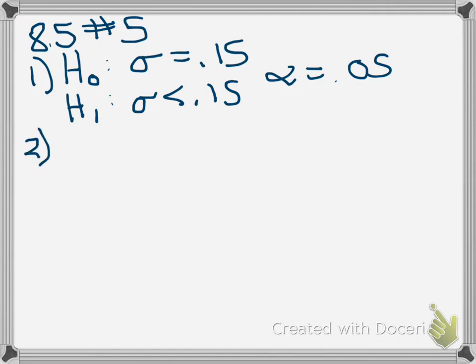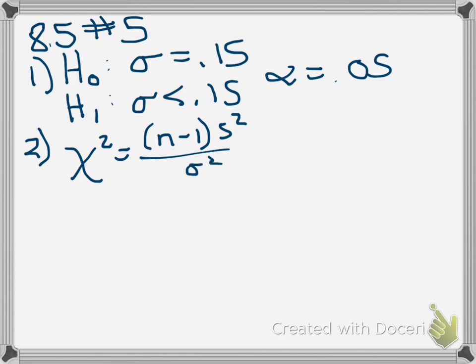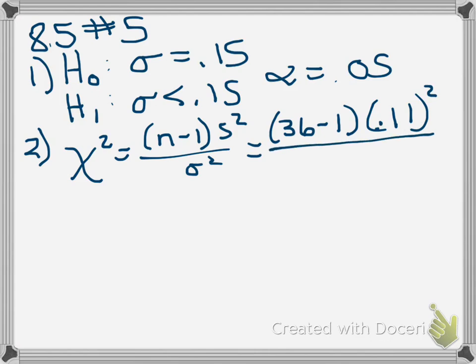Step 2, since we're testing standard deviation, we're going to use chi-square equals n minus 1 times s squared over sigma squared. And if you look here, it says that they took a sample of 36 cans, so 36 minus 1, times s squared, it said they have a standard deviation of 0.11, quantity squared, divided by sigma squared from up above, that's 0.15 quantity squared. When you calculate that out, you'll get chi-squared equals 18.822. Calculate it to 3 decimal places as the table.